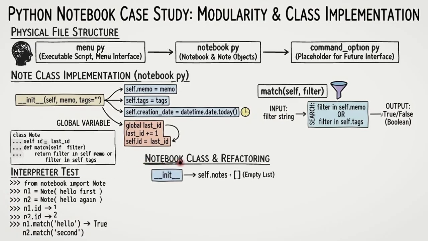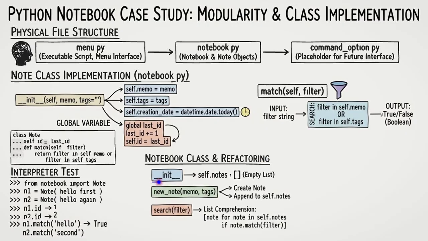Now the notebook class acts as the management layer. Its init method initializes an empty list. The new_note method simplifies adding data. It takes your text, creates the note object for you, and appends it to that self.notes list.